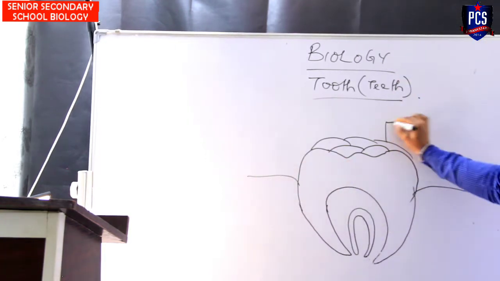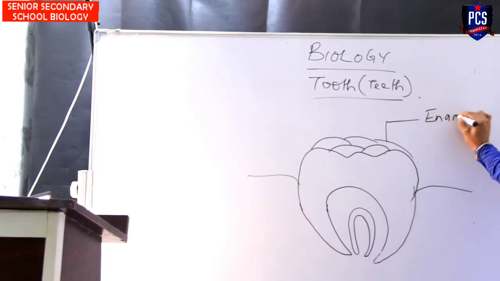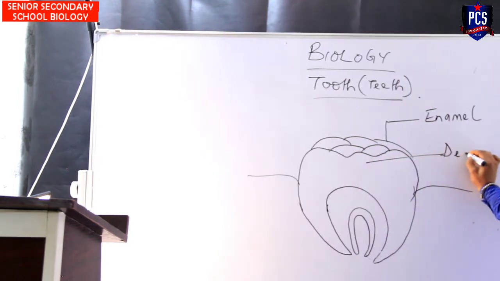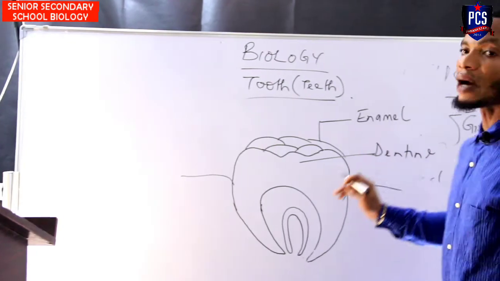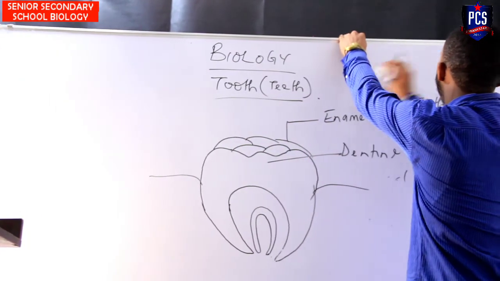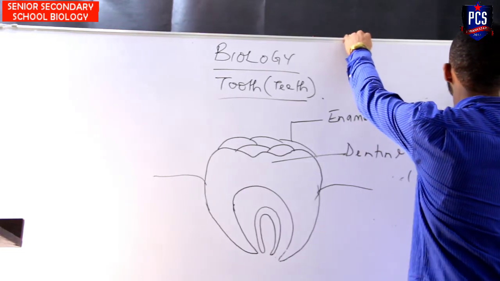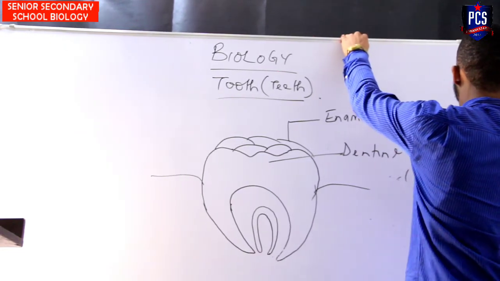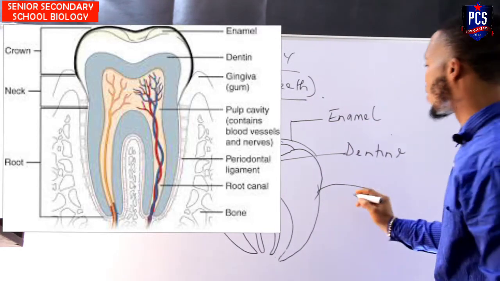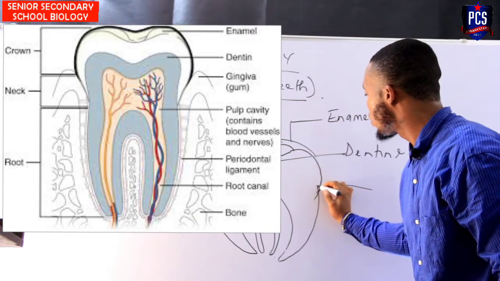Here is called the enamel. Here is called the dentine. Remember in biology, you don't label anyhow, you label one-sidedly, with pencil and not biro. Don't use biro to label. In biology, everything you're drawing must be in pencil, and you don't sketch in mixed straight lines.